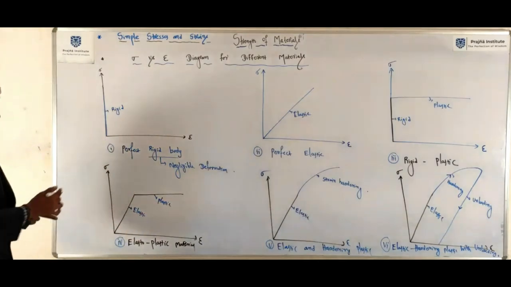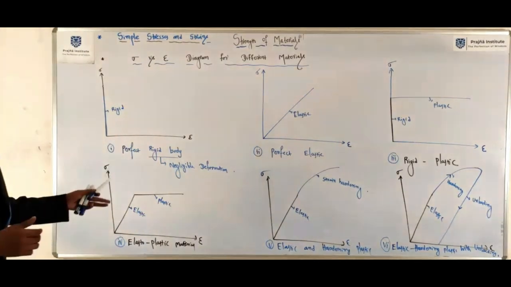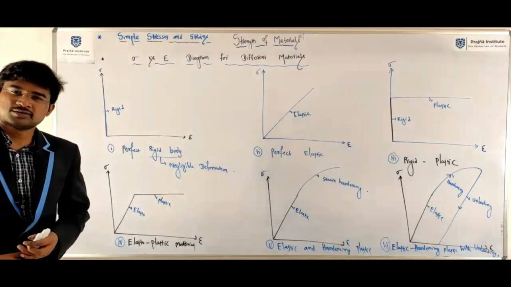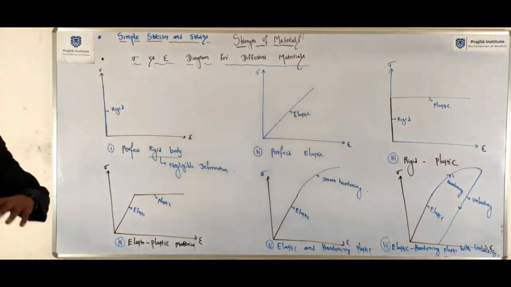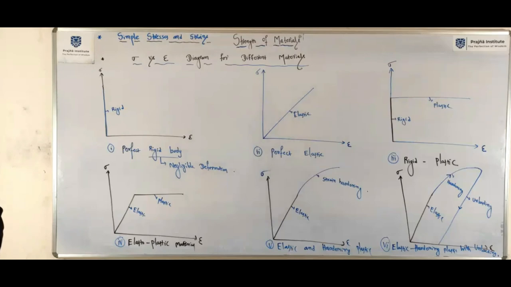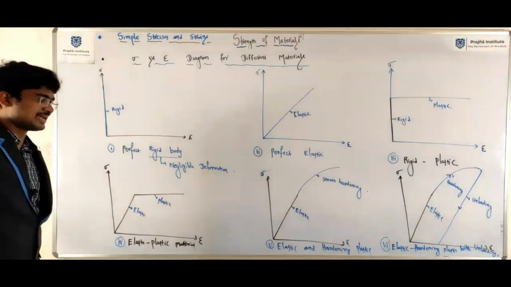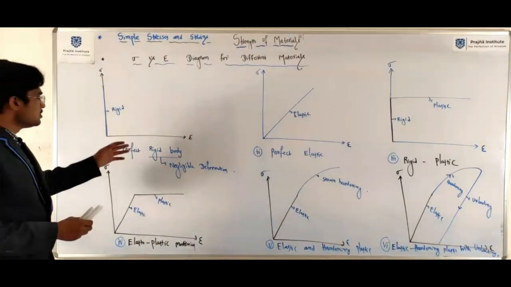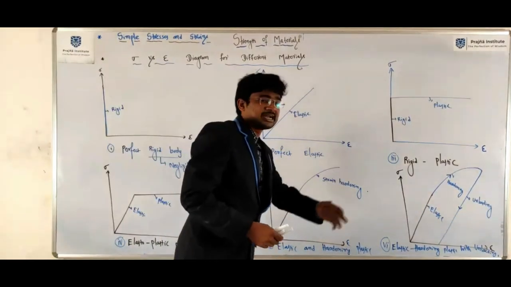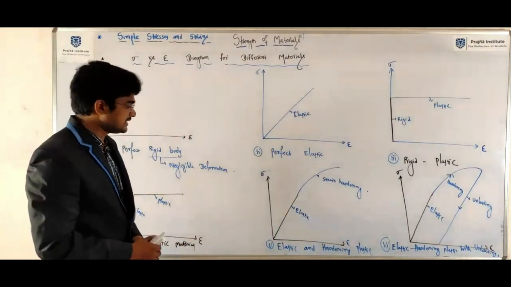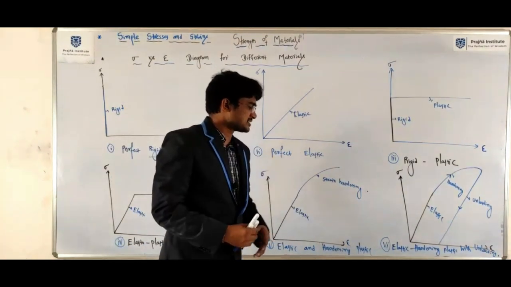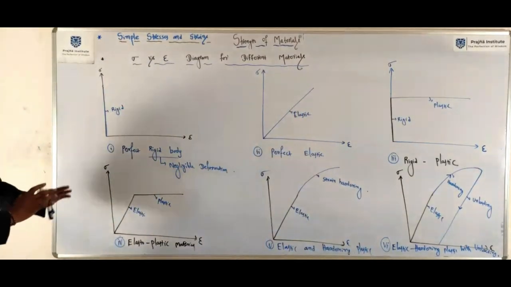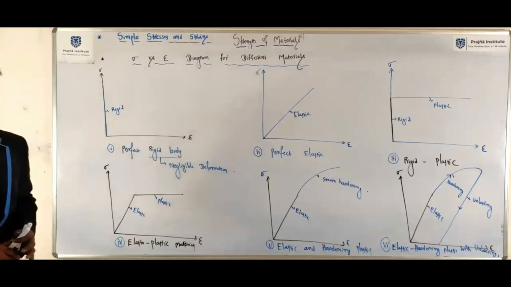You will get this kind of diagram in public service commission exams, and some local exams, state board. Some matching type questions will come in the engineering service examination. For GATE, maybe you will get it, but you should know the stress versus strain diagrams for different materials like perfect rigid body, perfect elastic, rigid and plastic, elastoplastic material, elastic and hardening plastic, and elastic hardening plastic with unloading.